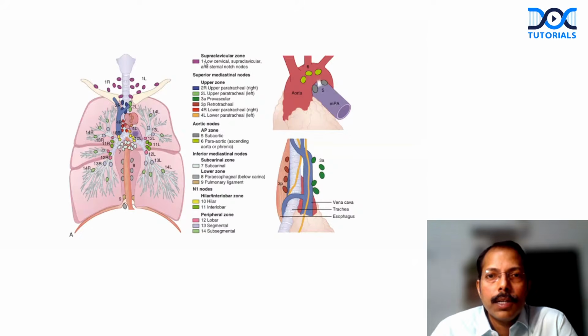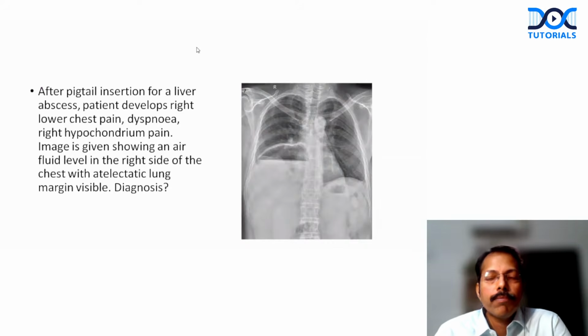And there are 1 to 14 station nodes. In this, station 2 to station 9 are mediastinal nodes, and station 10 to 14 are N1 group of nodes, called hilar group of nodes, and supraclavicular nodes are called as metastasis, right? And we can move on to the next question.